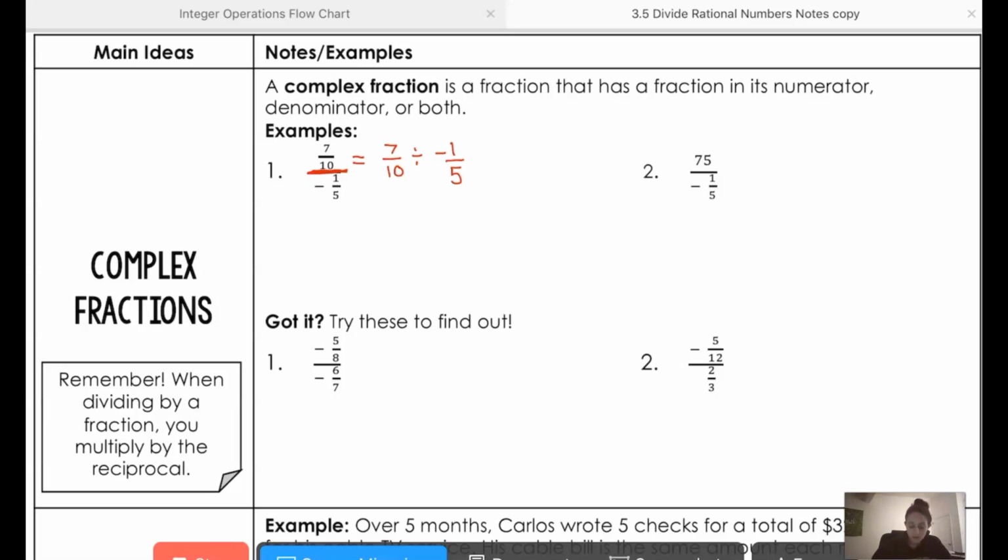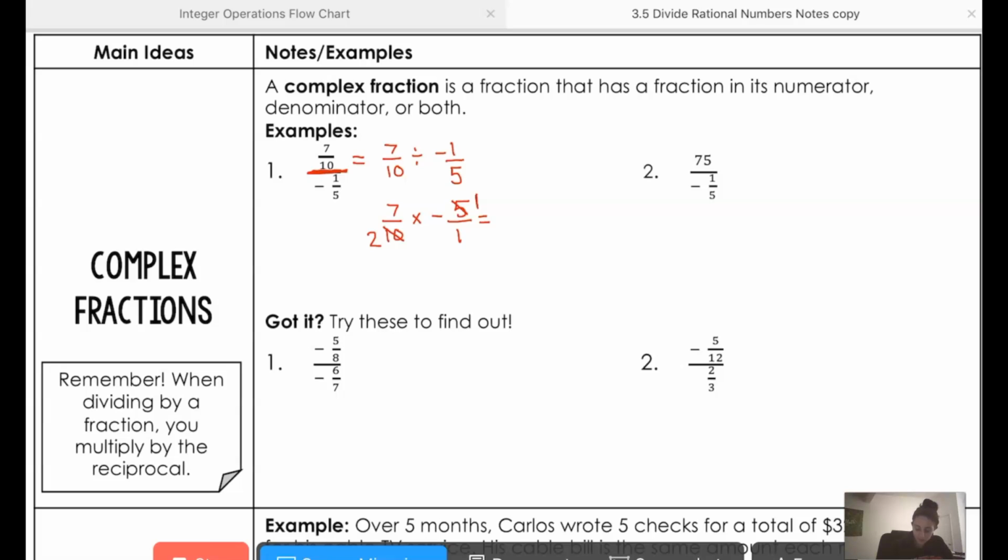So now we're just dividing fractions. So you have to keep the first, change division to multiplication, and flip the second or make it the reciprocal. So now we have 7/10 times negative 5 over 1. You can simplify now, or you can simplify at the end. If you're not simplifying, you would just do 7 times 5 is 35, and 10 times 1 is 10, and then just simplify. If you would like to simplify now, 10 and 5 are both divisible by 5, so 10 divided by 5 is 2, and 5 divided by 5 is 1.